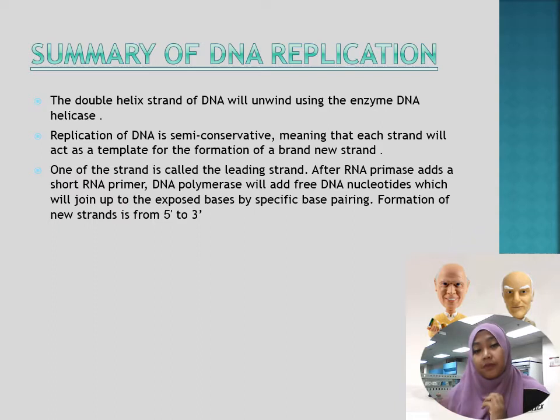Once DNA is separated, they have two strands. First we call it a leading strand, another one we call a lagging strand. So this leading strand, you can watch the videos. The leading strand has an RNA primer. DNA polymerase will add more DNA nucleotides that will join together with the exposed bases by specific base pairing. So basically, this formation starts from 5 to 3 prime.